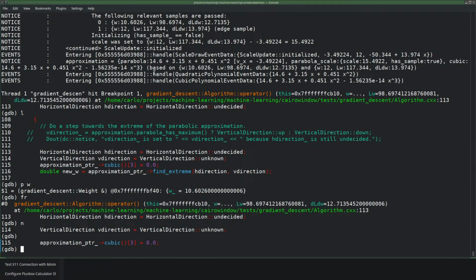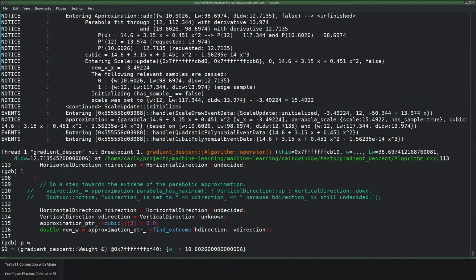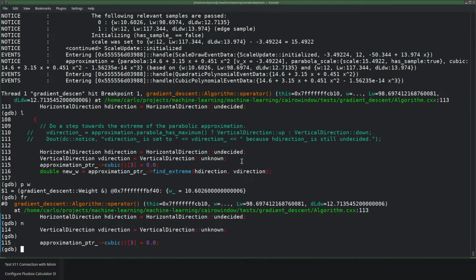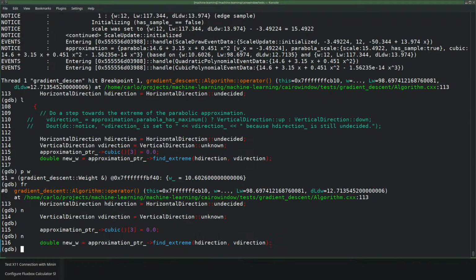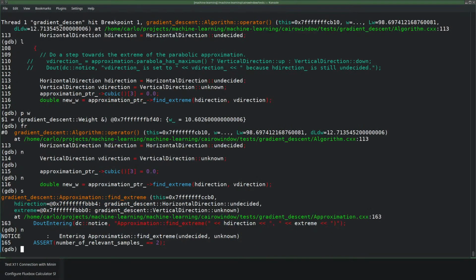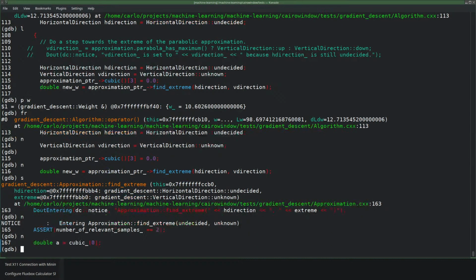10 to the... Where's my cubic? 10 to the power minus 14, that is somewhere here. It's all already too small. And then we call find extreme. Okay. Step. Long find extreme. Number of relative samples must be 2.